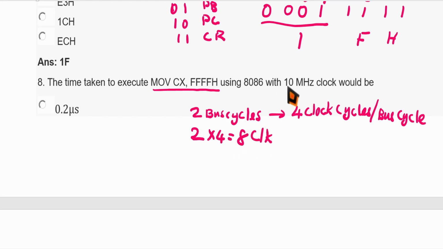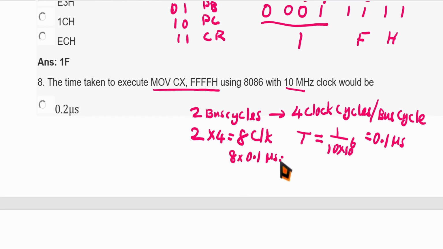If the frequency of the clock is 10 megahertz, then the time taken by one clock cycle is 1 by 10 into 10 power 6. That means 0.1 microsecond. So for 8 clock cycles, 8 into 0.1 microsecond is equal to 0.8 microseconds. So the time taken to execute this instruction will be 0.8 microseconds.